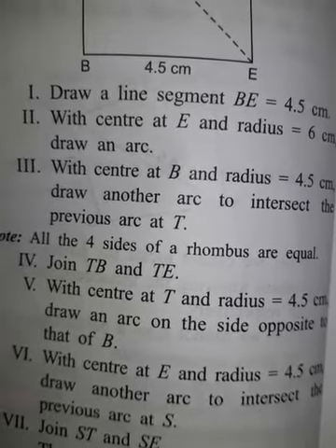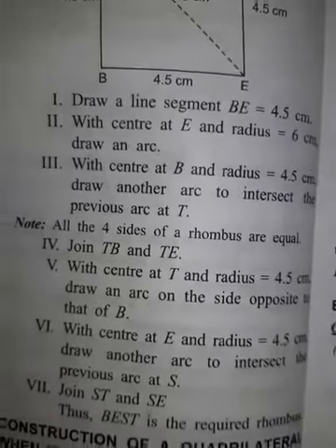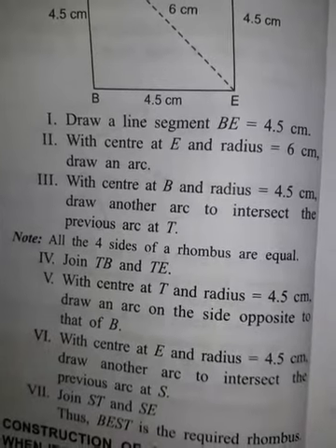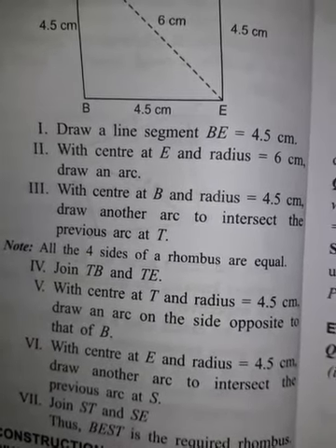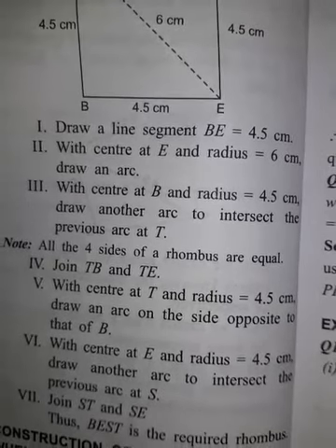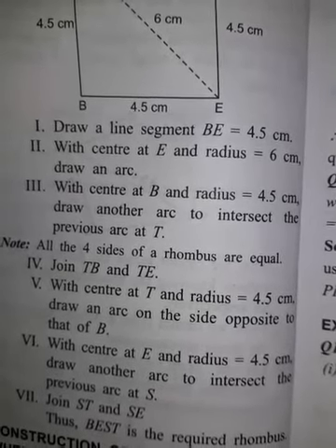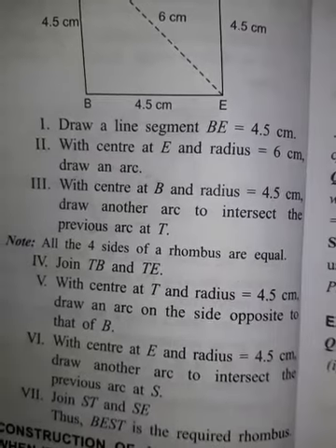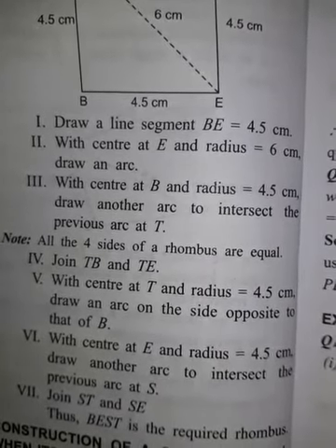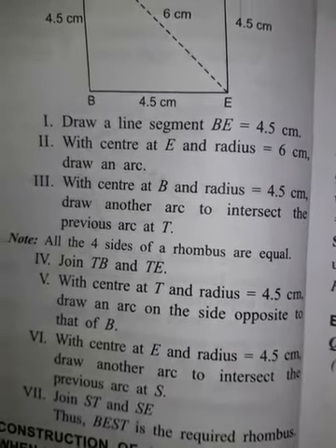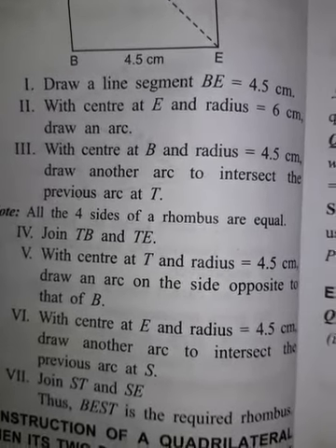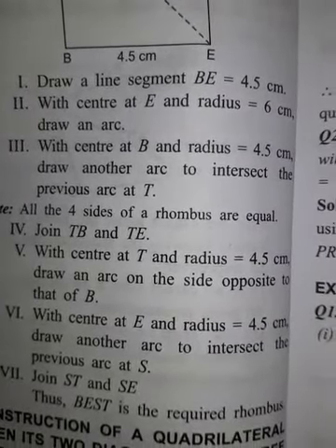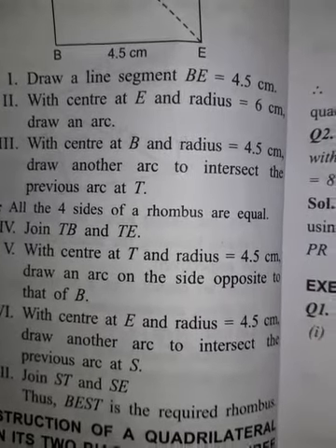First we will join these. Then with the center at T, radius 4.5 centimeter, draw an arc on the side opposite to that of B. Then with the center E and radius 4.5 centimeter, draw another arc to intersect the previous arc at S. Join ST, SE. So this type we will construct the rhombus BEST. This is the required rhombus.